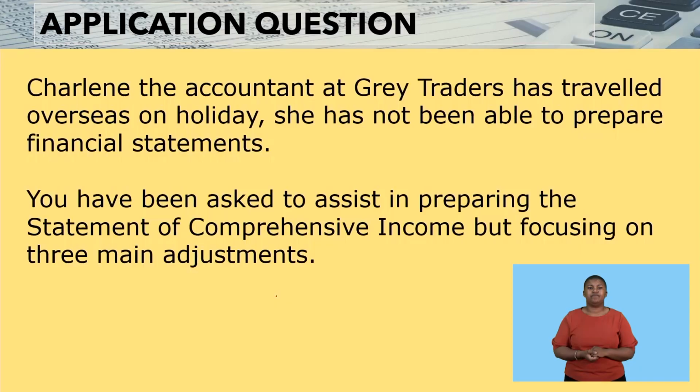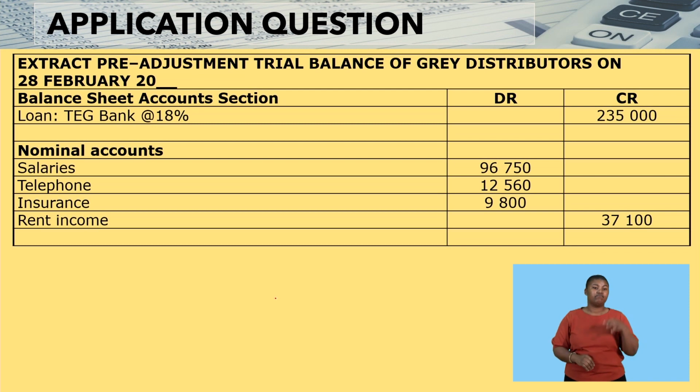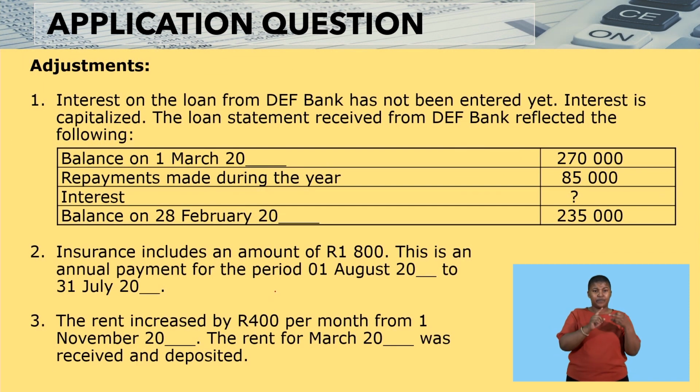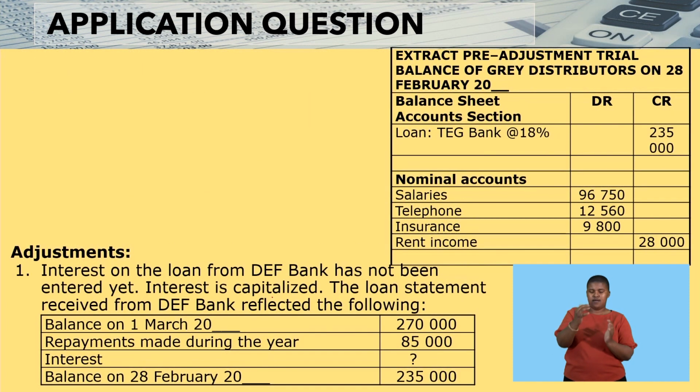I have an application question for you, and it reads: Charlene, the accountant at Great Traders, has traveled overseas on holiday. She has not been able to prepare financial statements. You have been asked to assist in preparing the statement of comprehensive income, but focusing on three main adjustments. Let's see those adjustments. It is the interest, then we have insurance, which includes an amount which is an annual repayment, and then we have a rent adjustment. Okay, so let us go and see what we can do.